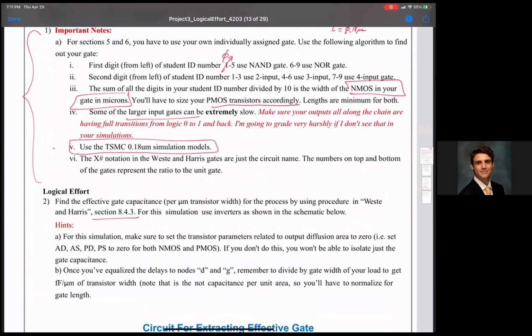That's the one that you gave us for Project 1, right? I'm sorry? Those are the models that you gave us for Project 1? Yes, those are the same models.